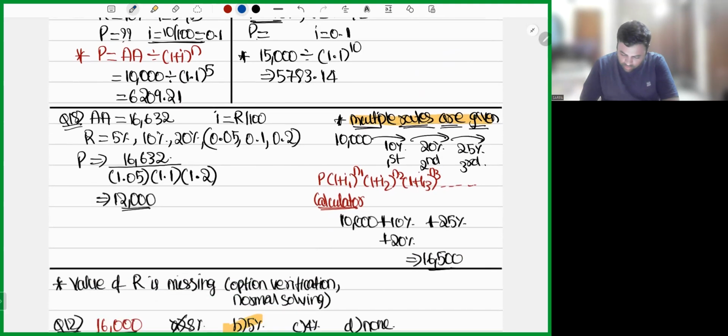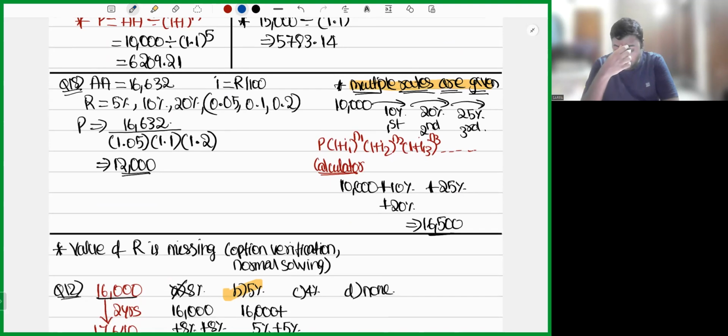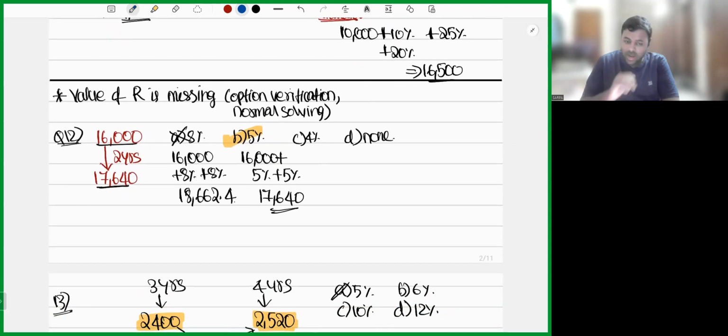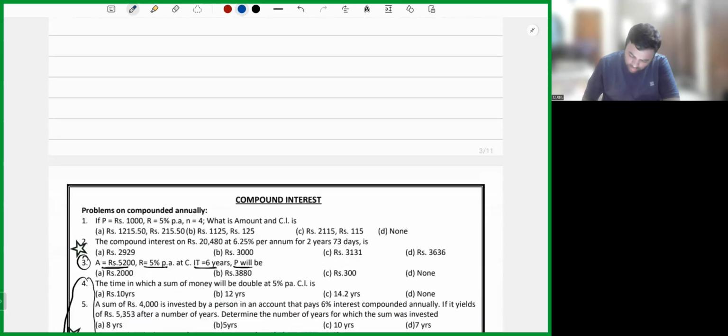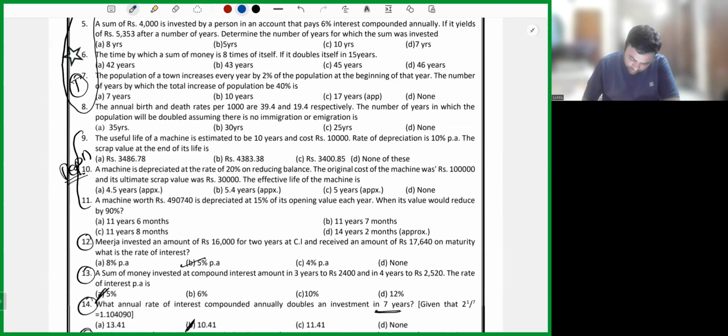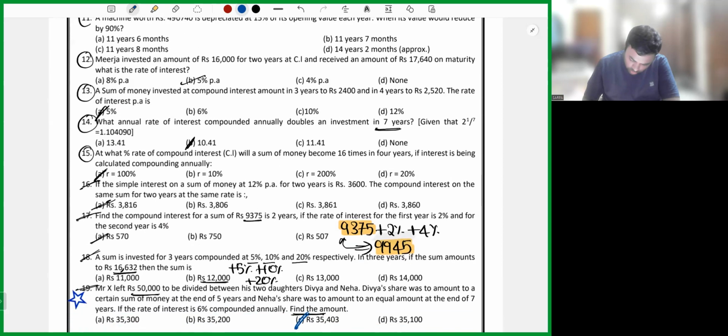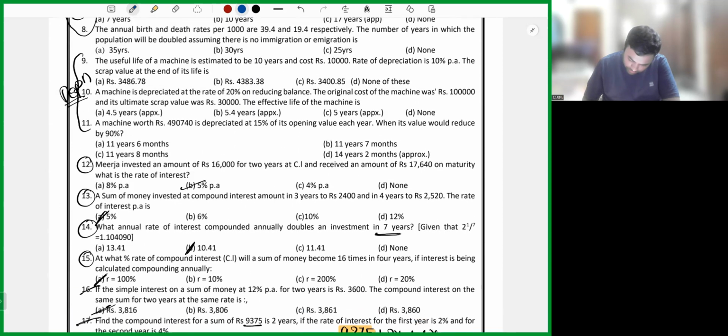Next, we have seen how to do it if multiple rates are given. If multiple rates are given, what you'll do, my dear friends? Simply you'll take the amount and add the rates to get the answer. Simple. Next, I said when R is missing, how to do? Mostly you'll do option verification or you can do normal solving. That's totally your choice. I hope till this we have done in the previous session. Question number 12 to question number 19, we have completed.